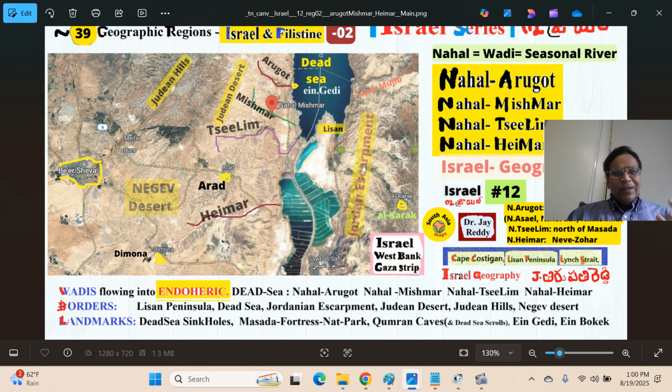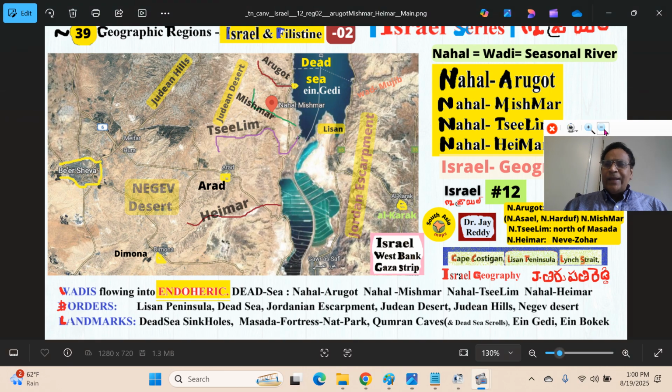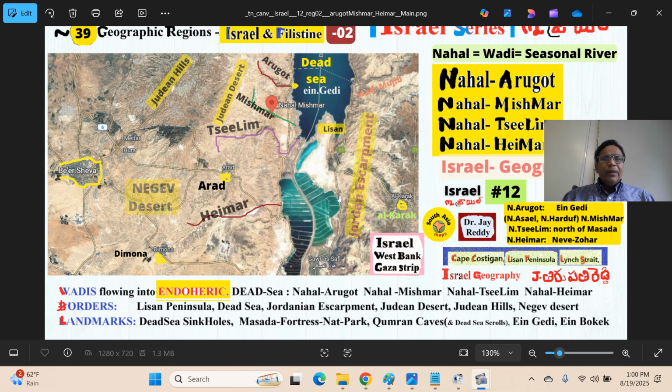If you don't get them here, I will take you to different physiographic maps where you will see these things in much clarity. So there is a potash town, extraction of potash fertilizers in the Hashemite Kingdom of Jordan. So borders are the Lisan Peninsula, the Dead Sea, Salt Lake, Jordanian escarpment, upland, the Judean desert and Judean hills, and this is the Negev area.